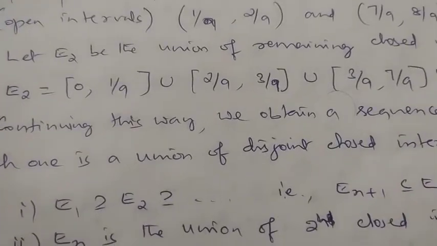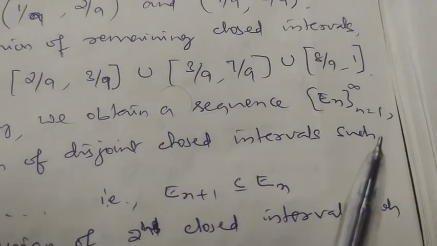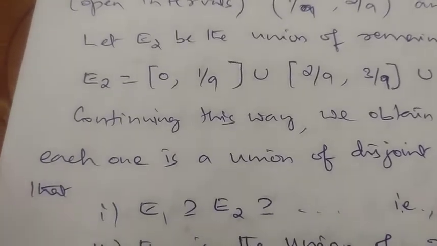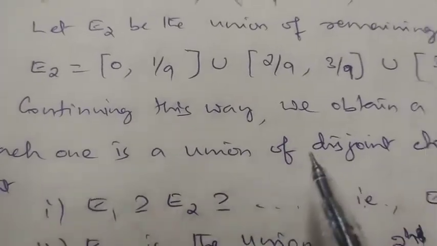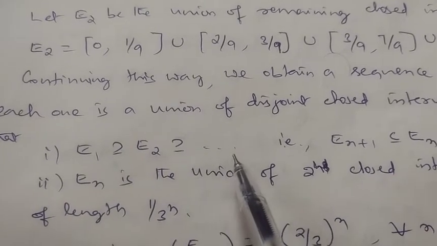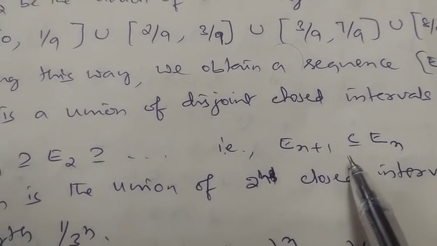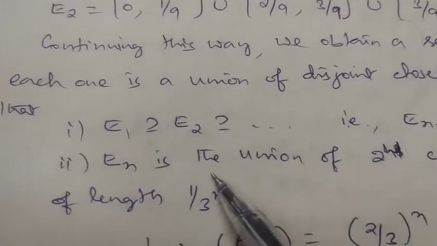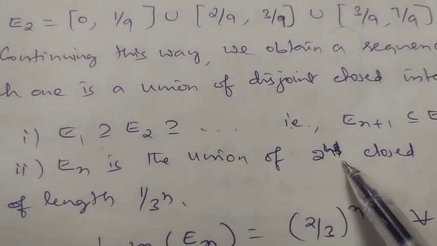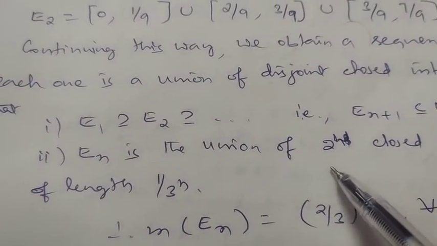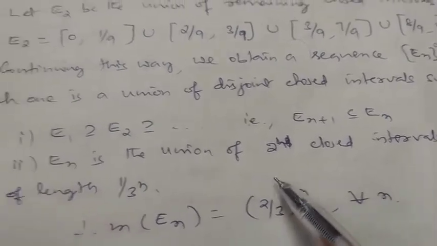Continuing this way, we obtain a sequence En, n equal to 1 to infinity, each one a union of disjoint closed intervals such that E1 contains E2, contains E3 and so on. In general, E(n+1) is contained in En, and En is a union of 2 power n closed intervals, each of length 1 by 3 raised to n.